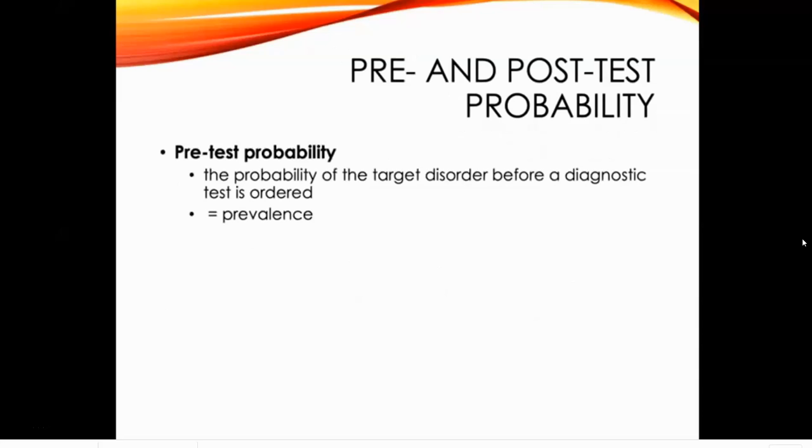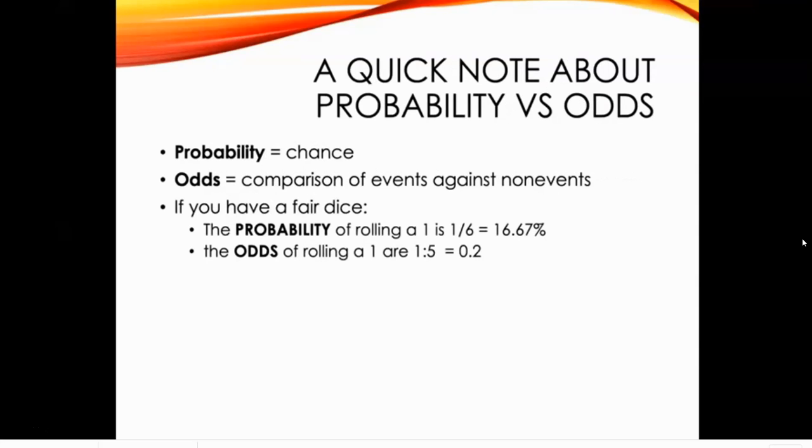Pre-test probability is the probability of the target disorder before a diagnostic test is ordered. It's also the prevalence of the disease. And I'm going to take a second here to give a quick note about probability versus odds. This is a really important concept that applies to this lecture, but also to other biostats lectures. So probability is another word for chance, whereas odds is a comparison of events against non-events.